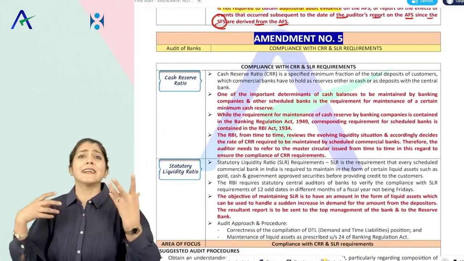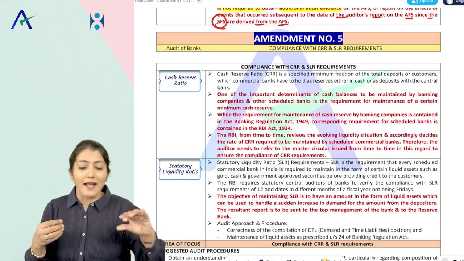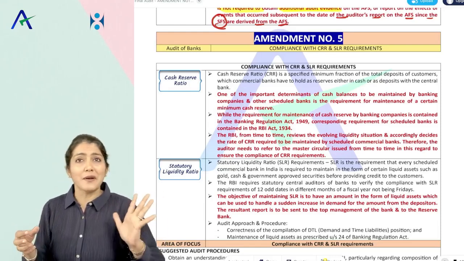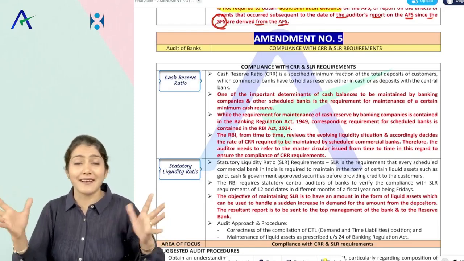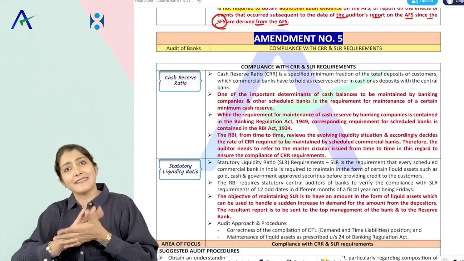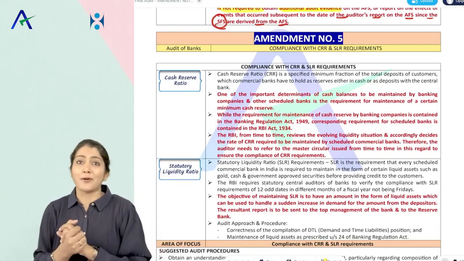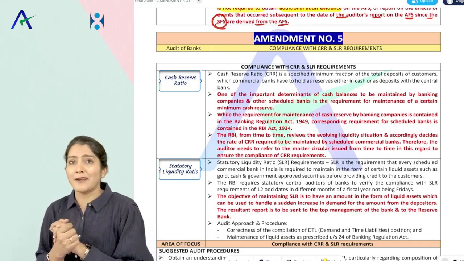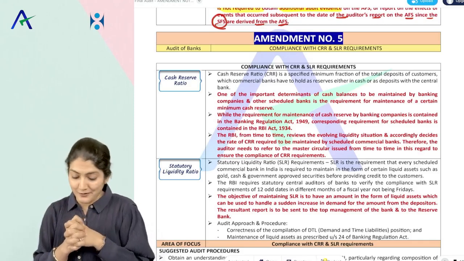Okay, so just take it as a reason. I happened to do the amendment in the bank audit chapter, which was regarding CRR, SLR, and in that process, I studied the entire bank audit chapter also. That would be so wonderful and so deterministic of you.